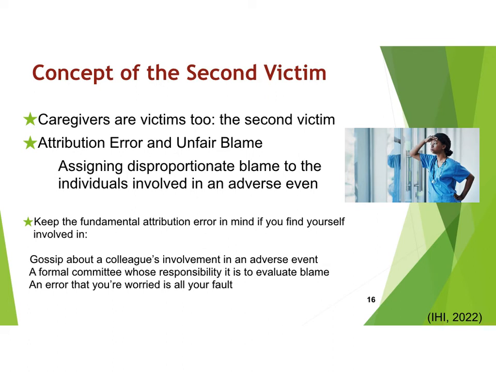Fundamental attribution error is the assigning of disproportionate blame to the individuals involved in an adverse event, rather than apportioning responsibility appropriately between the individuals and the organization. It is a common mistake that has serious consequences for individuals and organizations, such as stifling transparency and learning. If you find yourself involved in gossip about a colleague's involvement in an adverse event, a formal committee whose responsibility is to evaluate blame, or an error that you're worried is all your fault because it isn't, make sure you keep the fundamental attribution error in mind.